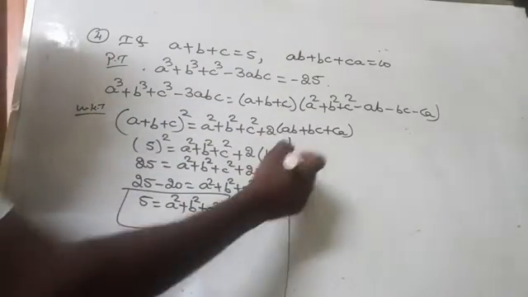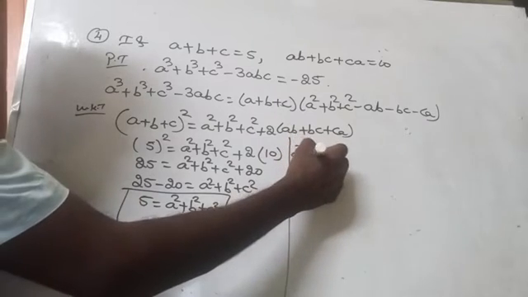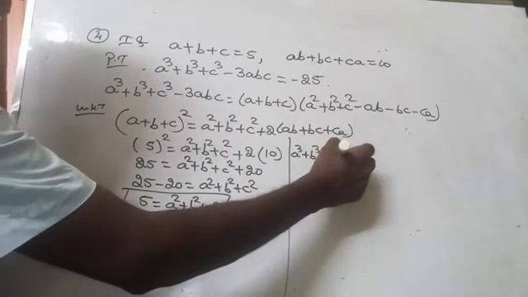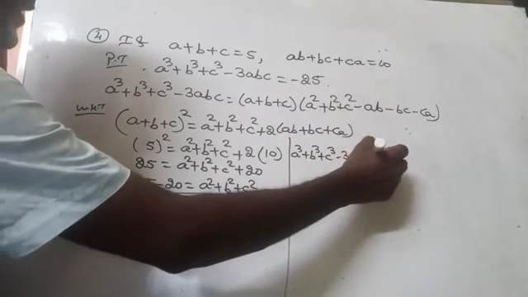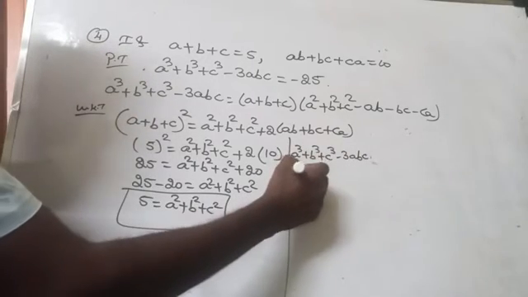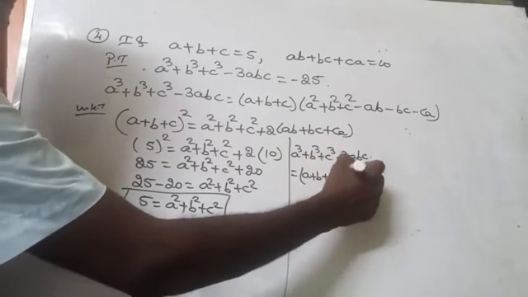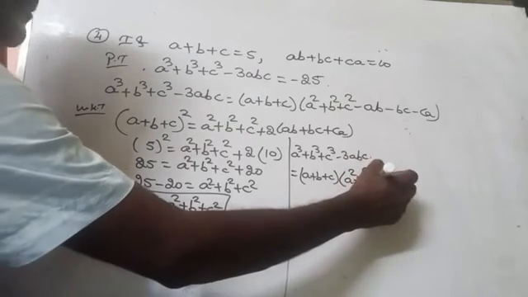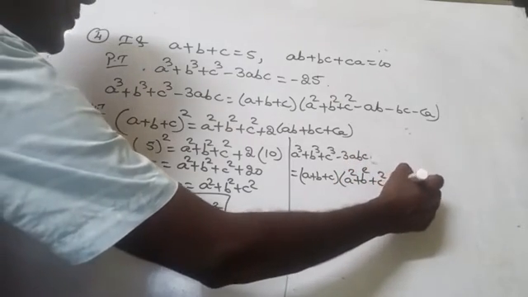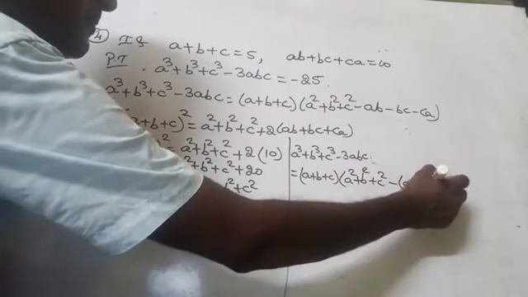Yeah. Now consider a cube plus b cube plus c cube minus 3abc. We know that it is equal to a plus b plus c into a square plus b square plus c square minus ab minus bc minus ca. That you can write like minus of ab plus bc plus ca here.